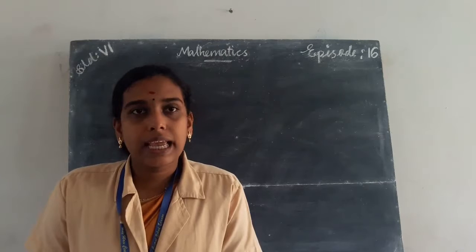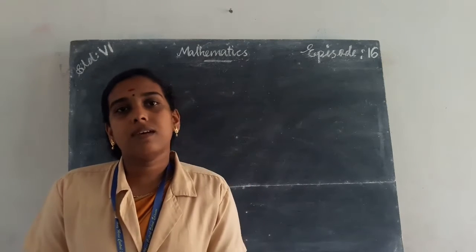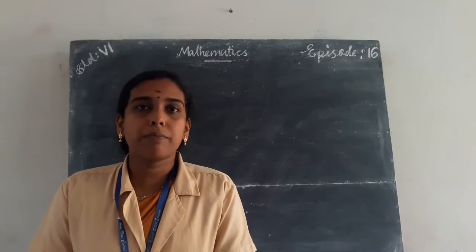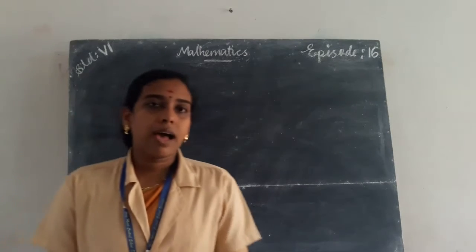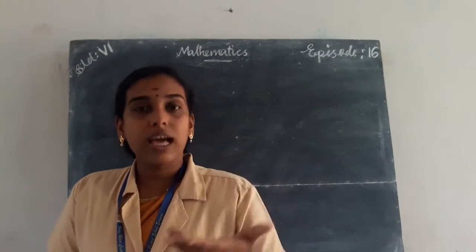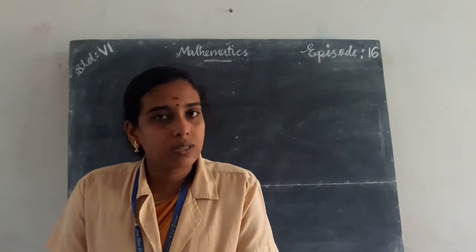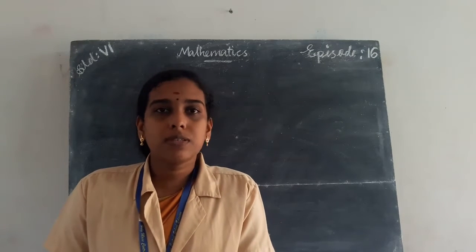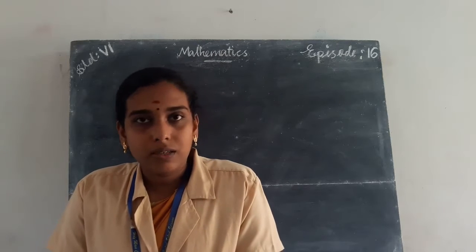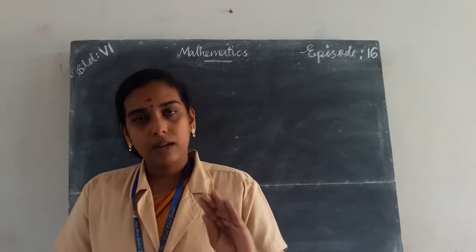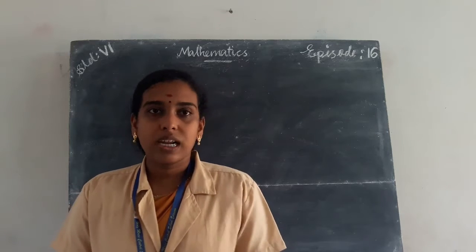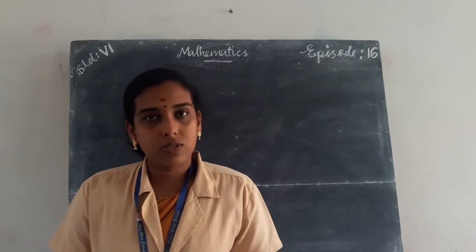Prime numbers means a number having only 2 factors are called prime numbers, and the smallest prime number is 2. And a composite number means a number having more than 2 factors, and the smallest composite number is 4. And also we studied about even numbers and odd numbers. Before that, one is neither a prime number nor a composite number.